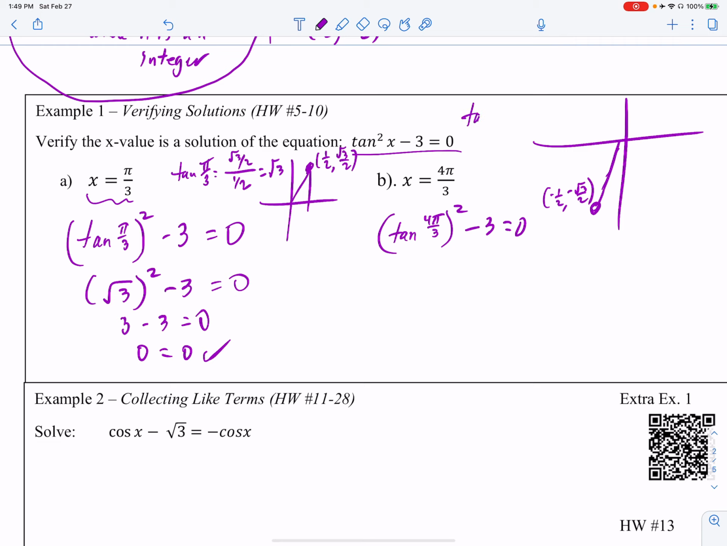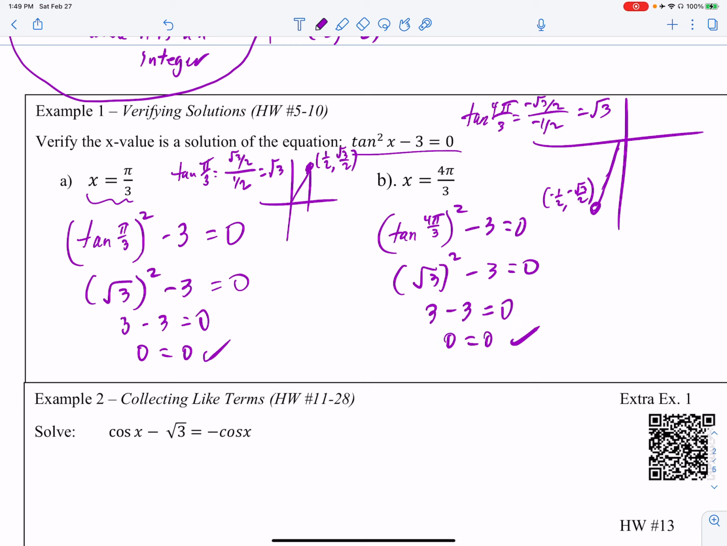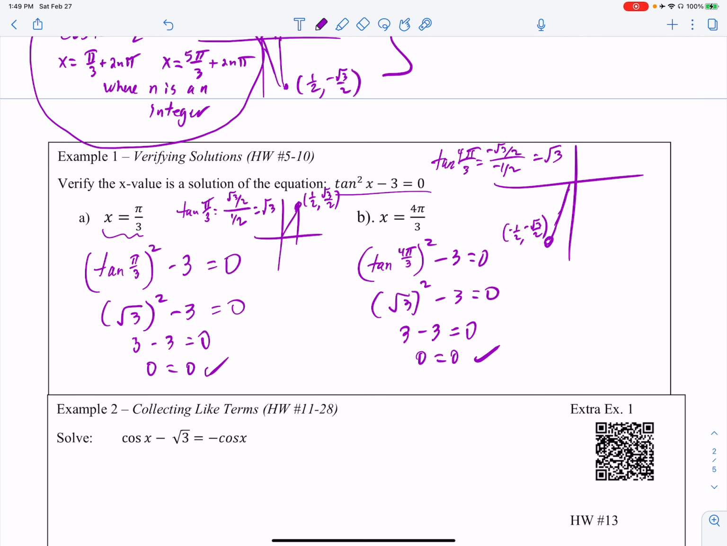And so the tangent of 4 pi thirds is the y over x. It's that negative root 3 over 2 over negative 1/2. Negative divided by negative is positive, and again, you get root 3. So you get root 3 squared minus 3 equals 0. 3 minus 3 equals 0, so 0 equals 0. And it checks, it works. So you need to show detailed work on that to see that they come out and they satisfy that equation.